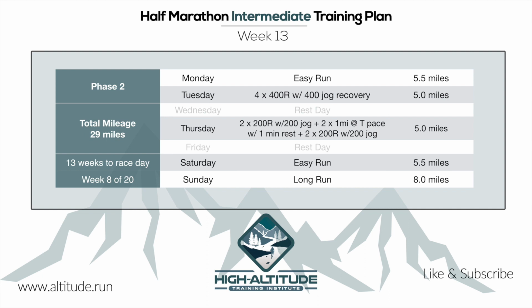On Monday, we're going to do our easy run, as always, 5.5 miles. And then on Tuesday, we're going to get on the track again, if possible. If not, we can find a flat road to do this. And we're going to do 4 times 400 meters at repetition pace with 400 meters jog recovery in between. So we're going to do this 4 times. And that's a total of 5 miles, which includes 2 miles of warm-up and 1 mile of cool-down.